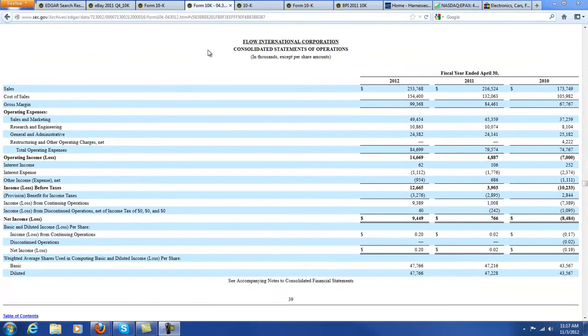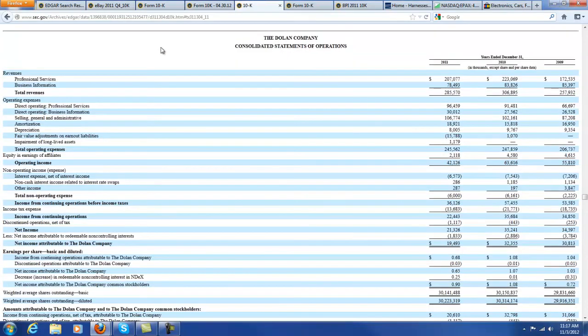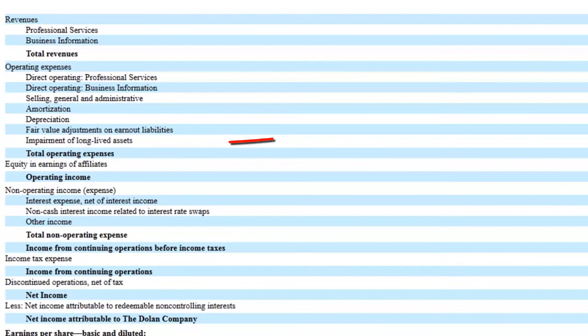Okay, let's move on to another item that you might find on the income statement, and to do that, let's use the income statement for the Dolan Company, and the item is impairment of long-lived assets. Remember when we talked about how fixed assets are depreciated over a number of years because of their long usefulness?